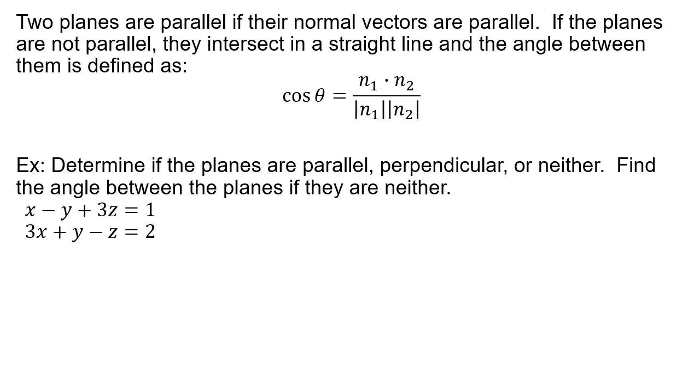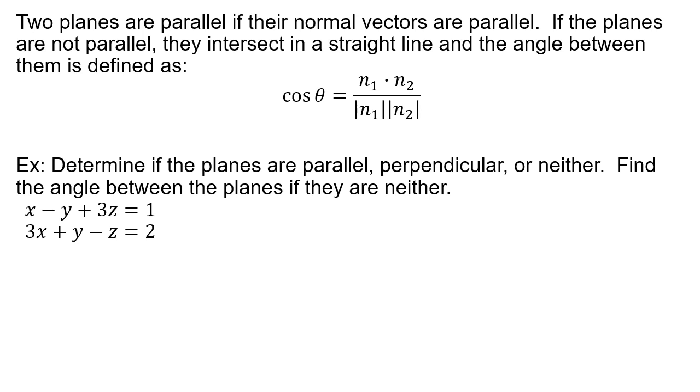Okay, two planes are parallel if their normal vectors are parallel, and we have kind of already talked about that a little bit. And so if the planes are not parallel, they intersect at a single straight line, and the angle between them is this formula. It's actually the same formula that we talked about for finding the angle between 2 vectors. You do the dot product divided by the magnitude of each one. So it's the same formula we talked about back in 12.3.